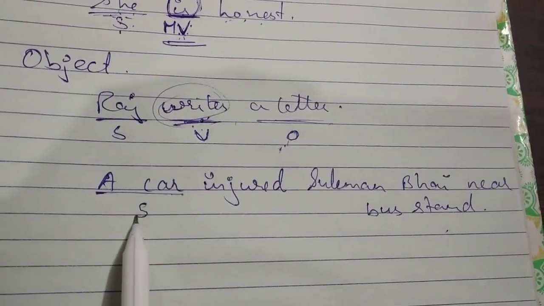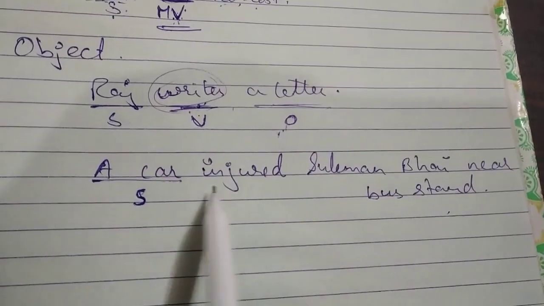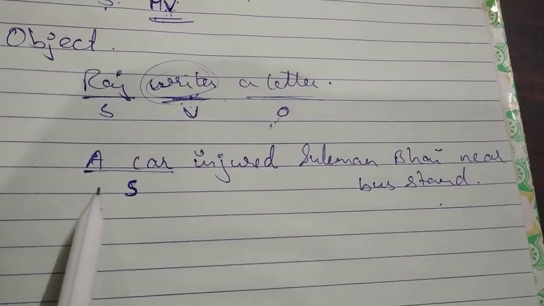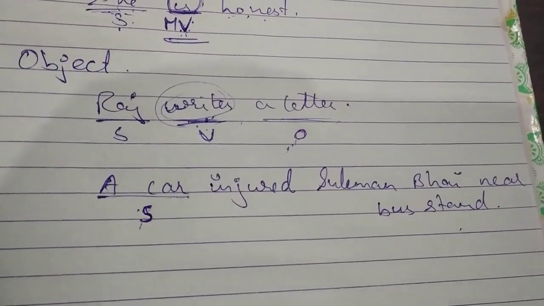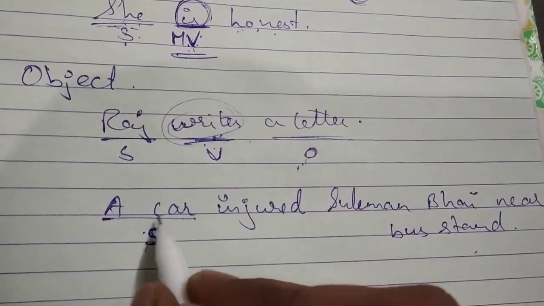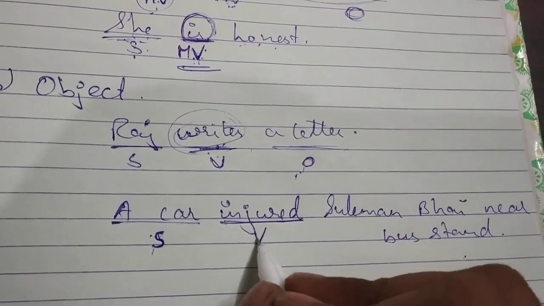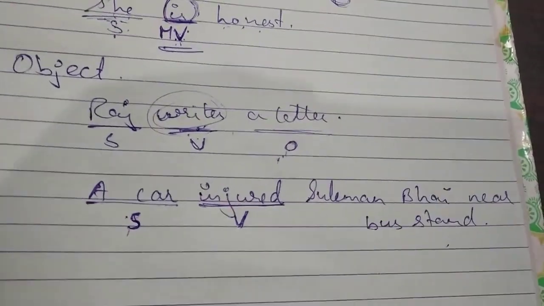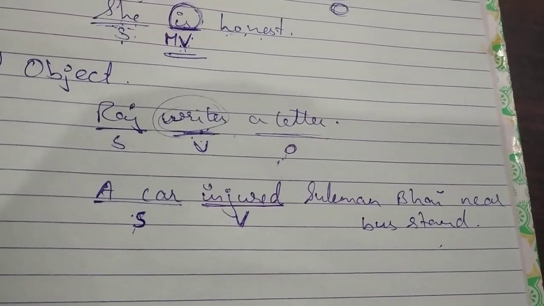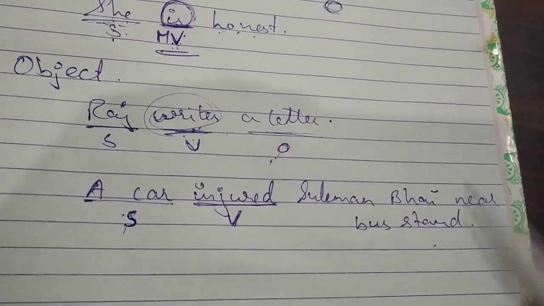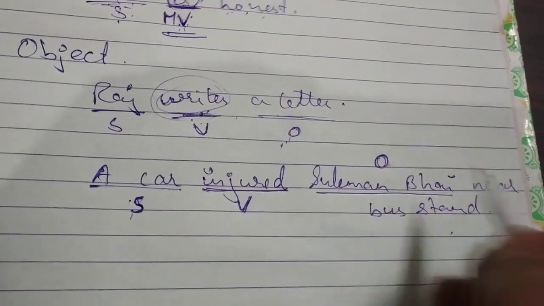So car becomes subject. If any confusion कि subject क्या है, किसके बारे में बात हो रही है, समझ में नहीं आ रहा है, always remember subject comes at the beginning of the sentence. So a car is the subject. Now what is the action going on over here? Car, ये कौन सा action कर रही है? तो injure करने का action कर रही है. तो injured is the verb. Now injured करने का जो action है, किसके ऊपर परफॉर्म हुआ है? सुलेमान भाई के ऊपर परफॉर्म हुआ है. तो सुलेमान भाई becomes object.